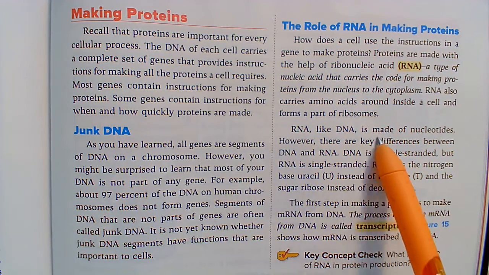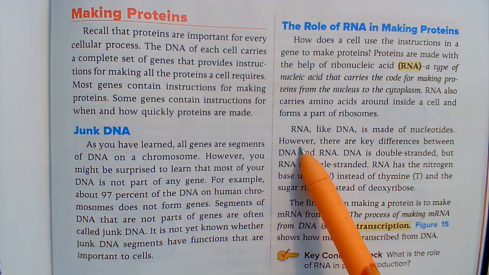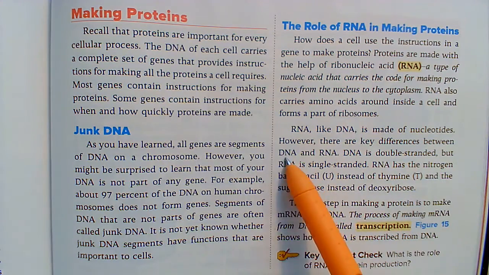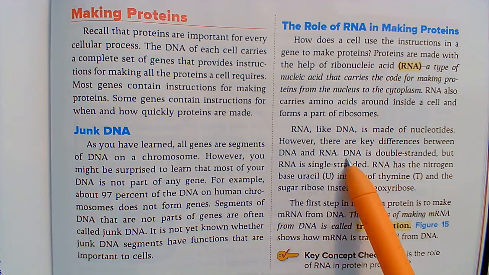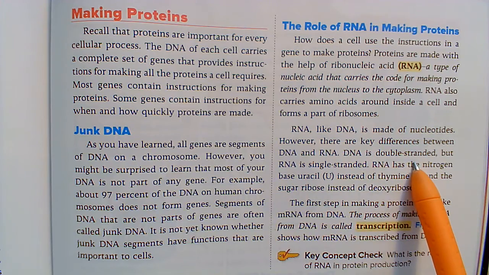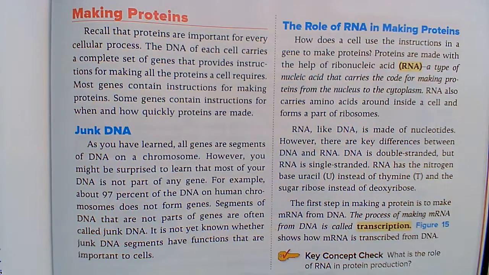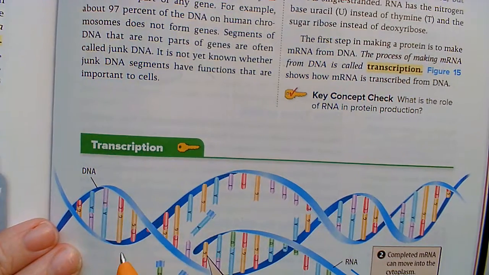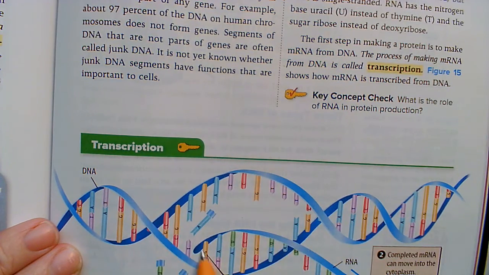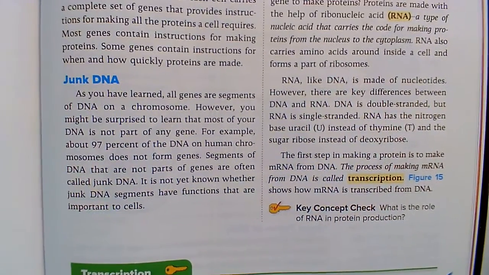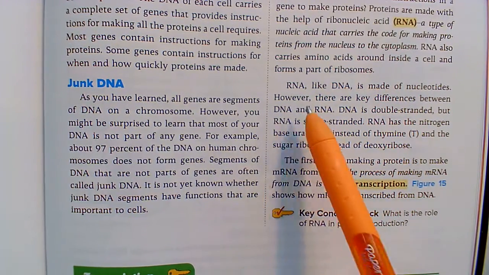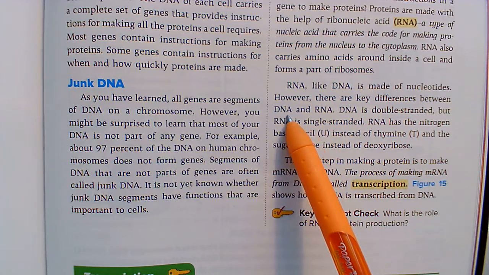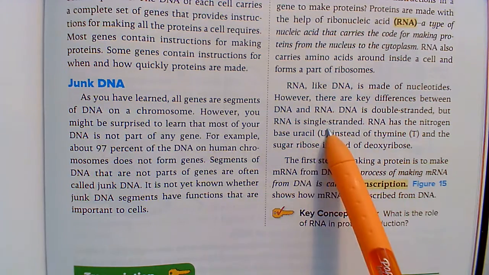So RNA, like DNA, is made of nucleotides. However, there are key differences between DNA and RNA. DNA is double-stranded. Okay, so it's got two of these strands, right? There's one and two. So RNA is not. It's just going to be a single strand, so just one side of that double strand. All right, so that's one big difference there. DNA is double-stranded, RNA is single.